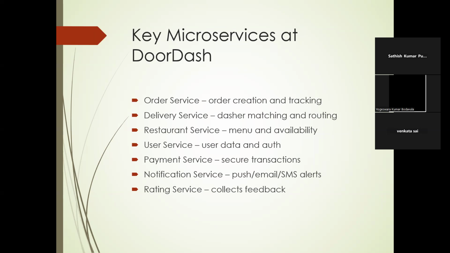Here the key microservices are the order service, where we can manage orders, place orders and track orders, and delivery services like matching the dashers and delivery routes, something like that. And the restaurant service handles menu and restaurant availability. And the user service manages user information and authentication.